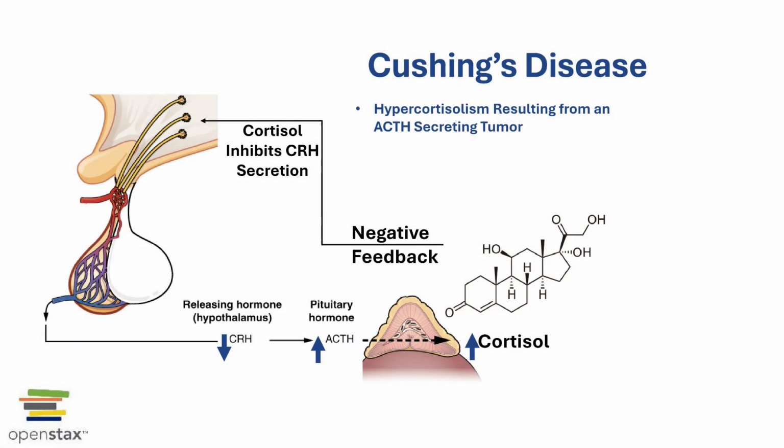Cushing's syndrome can also result from tumors that increase cortisol production. Cushing's disease refers to the second most common form of Cushing's syndrome. This occurs when a tumor in the pituitary gland produces excess levels of ACTH, leading to increased production of cortisol from the adrenal cortex. Excess cortisol will inhibit CRH secretion through negative feedback in the hypothalamus, but the pituitary tumor continues to produce excess ACTH.